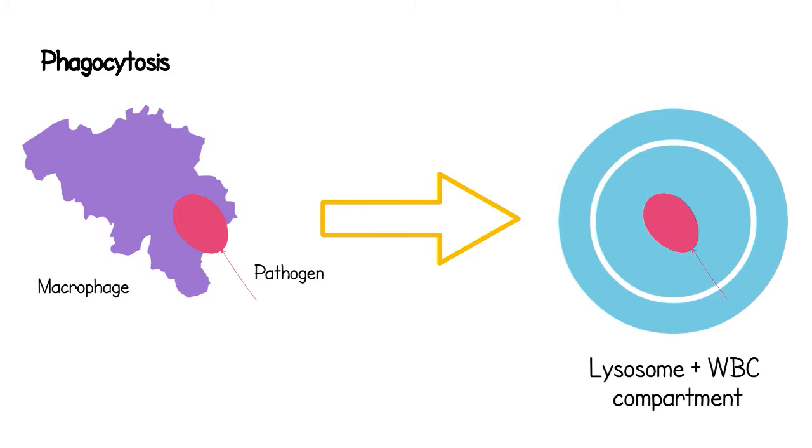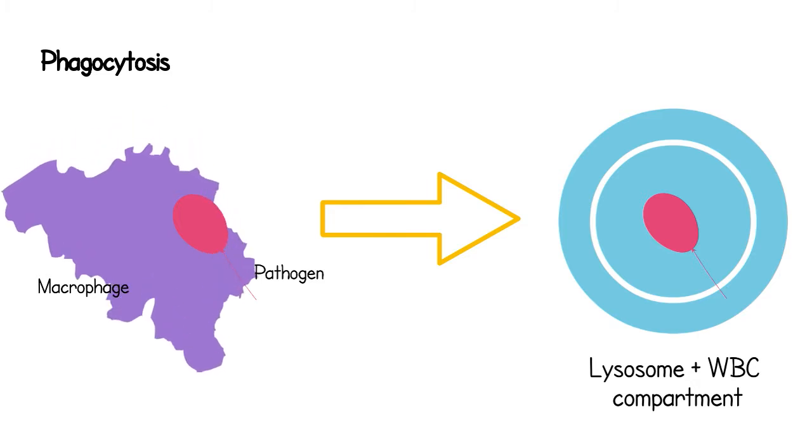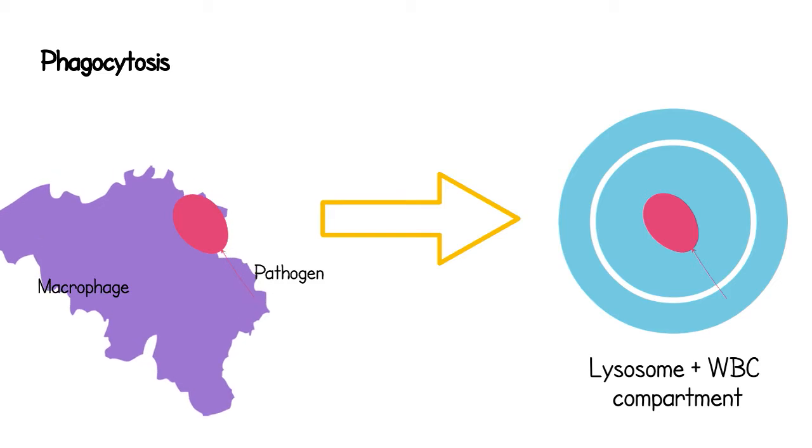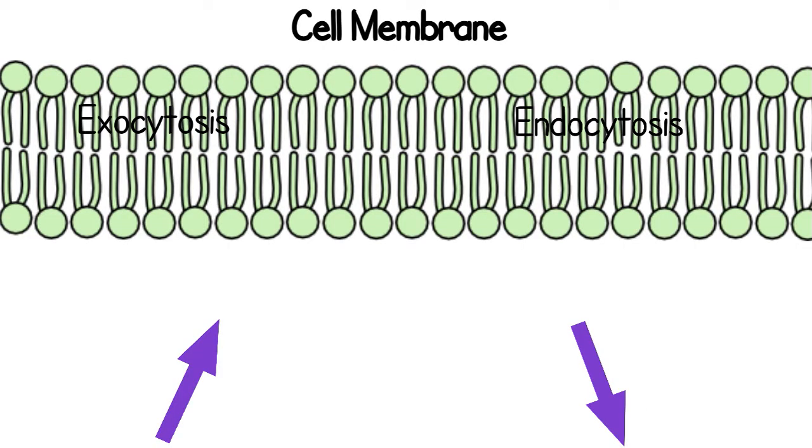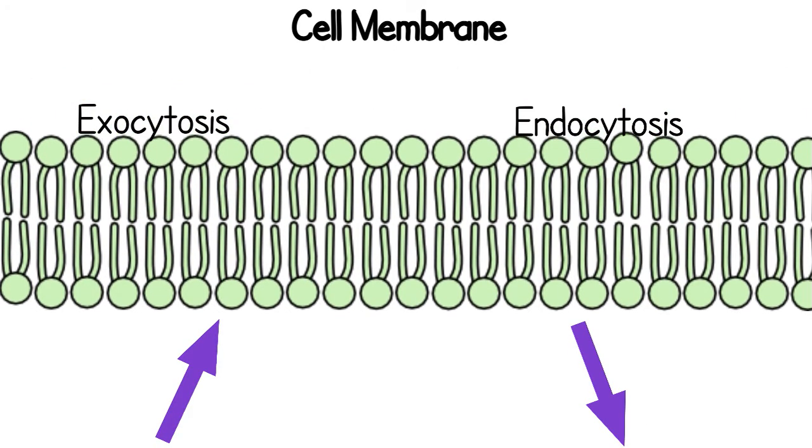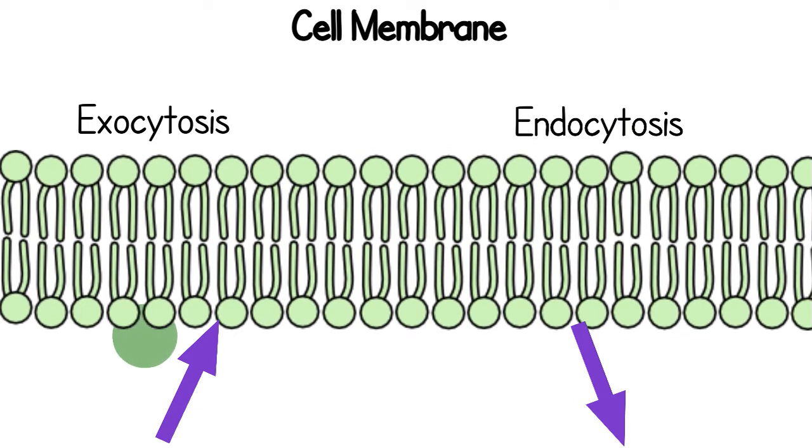White blood cells called macrophages engulf pathogens by folding their membranes inwards. The phagosome fuses with the lysosome, forming a compartment where enzymes destroy the pathogen. We must also refer to the cell membrane as part of the endomembrane system because vesicles do not only transport materials within the cell, but also to and from the cell membrane by endocytosis and exocytosis.